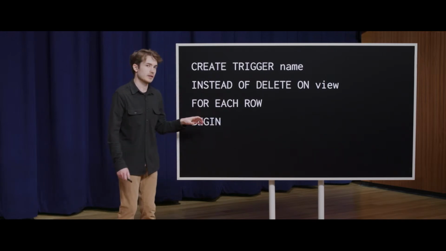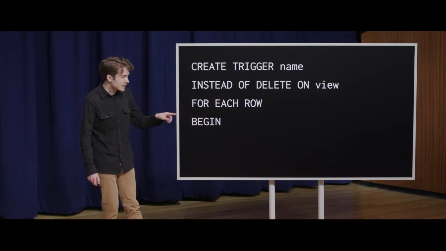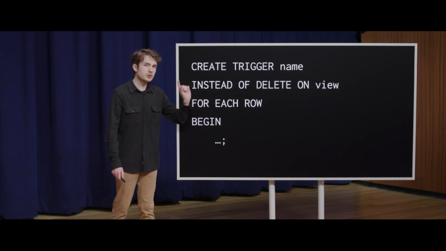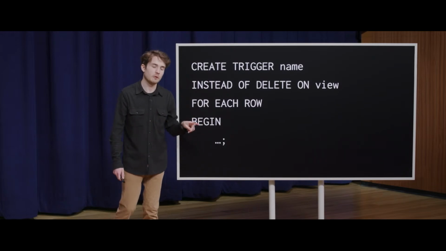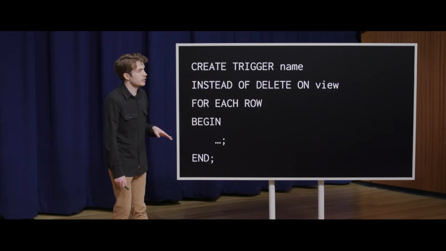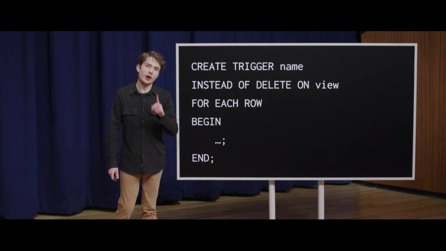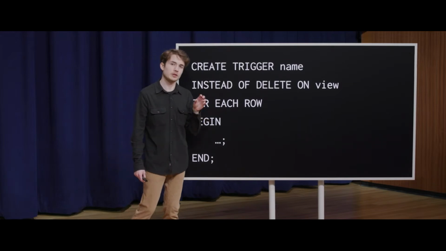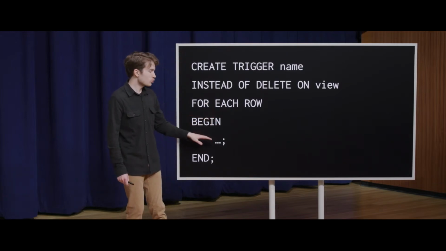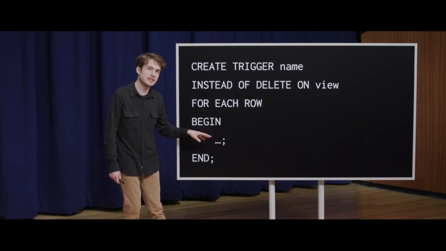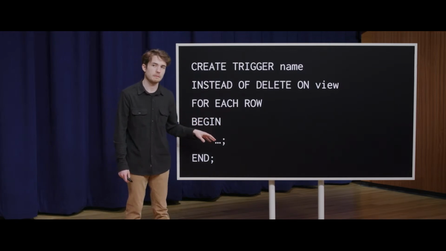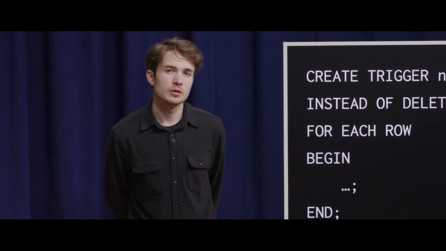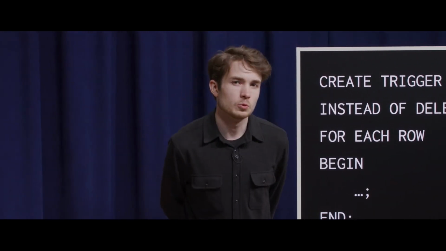I'll say begin. This is the statement I want you to run instead. And in this statement, we could have something that actually updates not the view, but the underlying table. And we then end that query here. So based on what we know about our view and the underlying table called collections, what query should we put in here to actually delete something from our table? Let me ask our audience. Instead of deleting from our view, what should we instead do to our table?